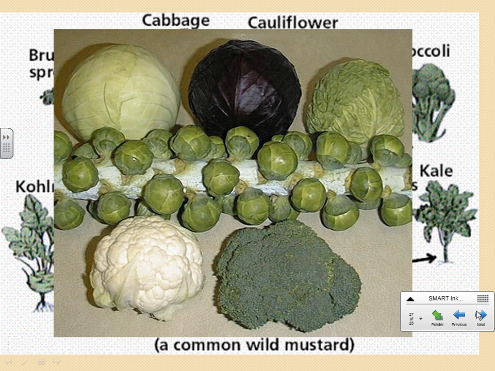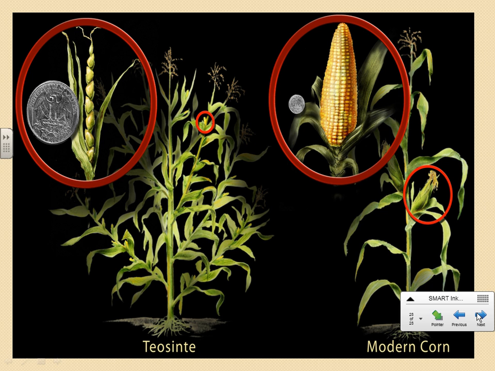Corn's another example. Over here on this side you can see this is what wild corn looks like. It's a very small amount of kernels on it, very few kernels on it. We have over time selectively bred to get larger ears of corn with a lot more seeds on it.